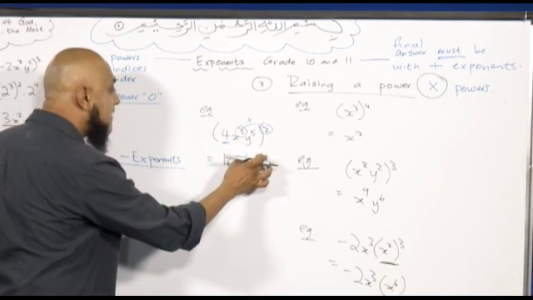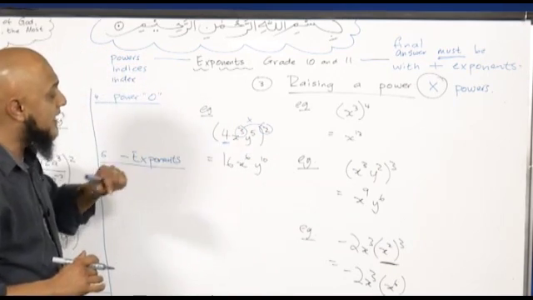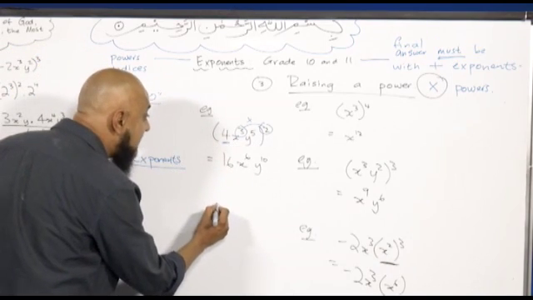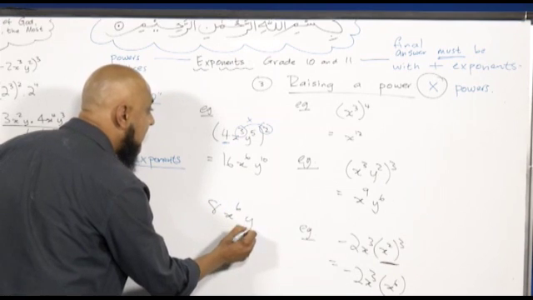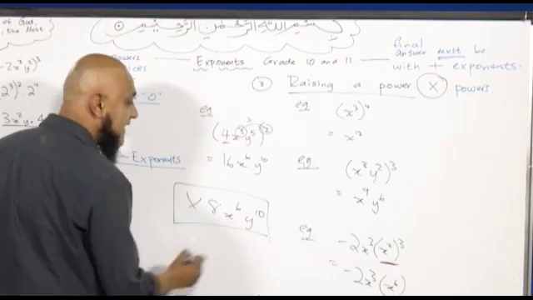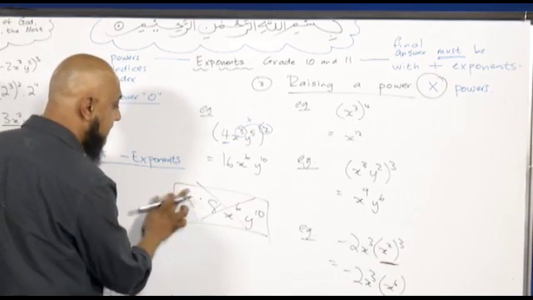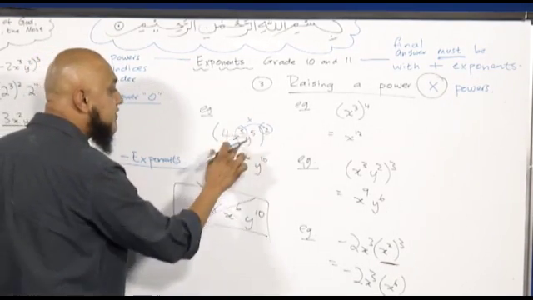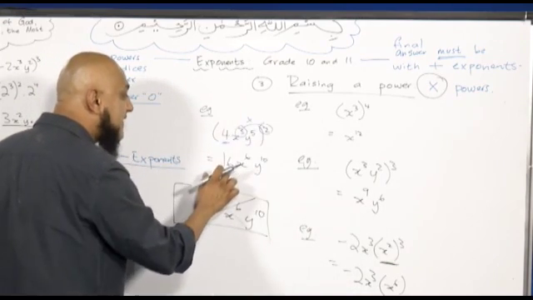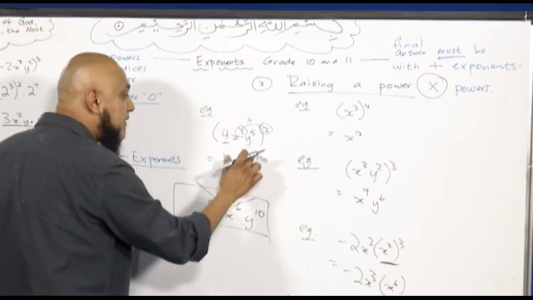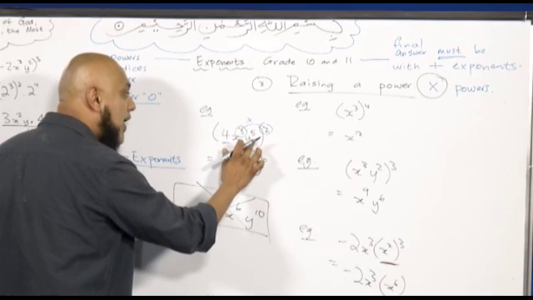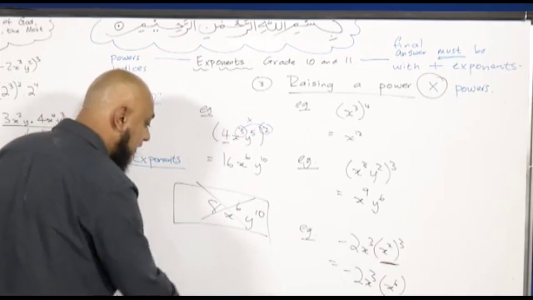Many of you in the exams, guys, make a mistake and say 4 times 2 is 8, giving the answer as 8x^6y^10. That is incorrect, guys. You cannot say 4 times 2. It's 4 squared, and 4 squared is 4 times 4, which is 16. X to the power 3 times 2 is 6. You only multiply the powers, not the coefficient. Y to the power 5 times 2 is y to the power 10.